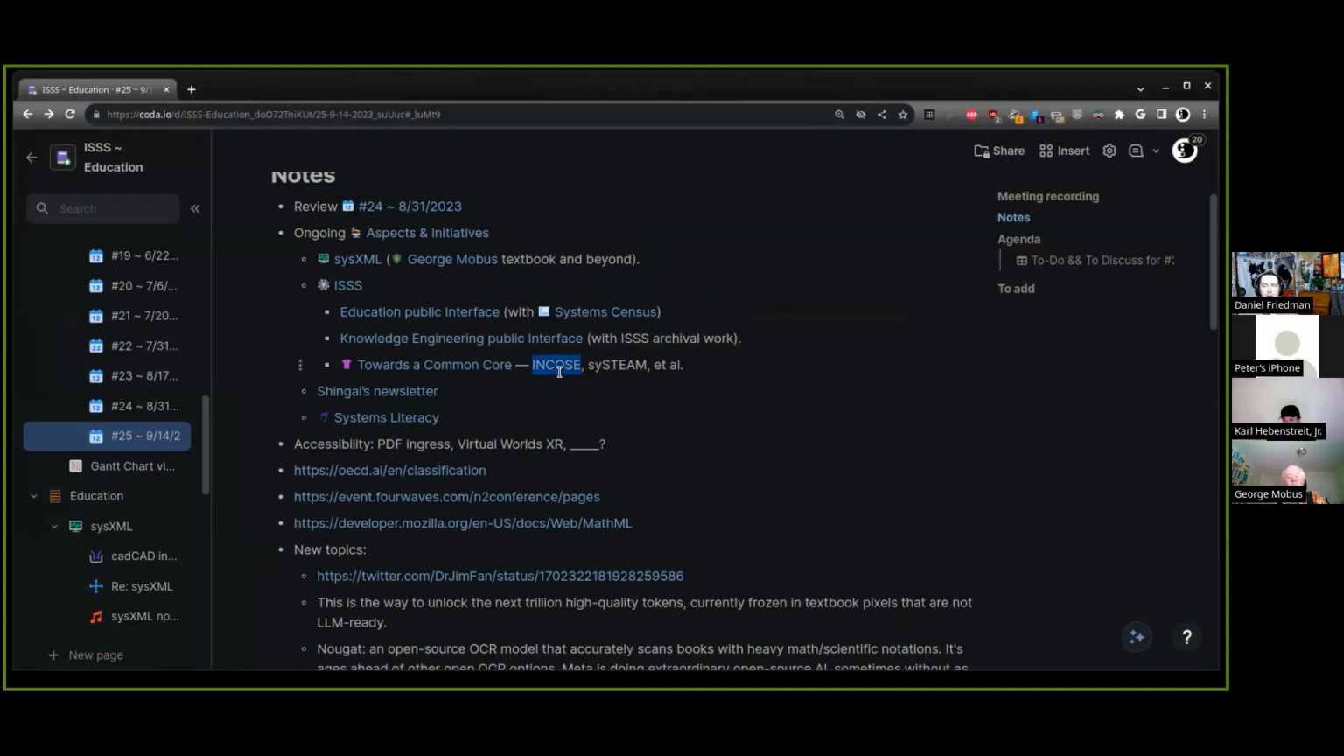So while INCOSE hosts some of the professional and industrial side of systems and ISSS has more academic, is there an education convening for systems, even in the past? Is there a little sub booth at other education conventions? Because I know we've talked about, I mean, that's literally what we're talking about.